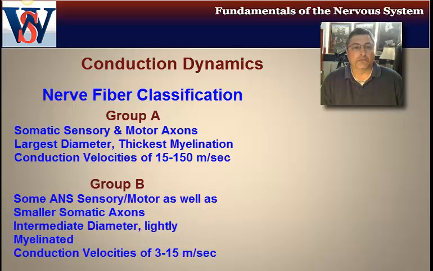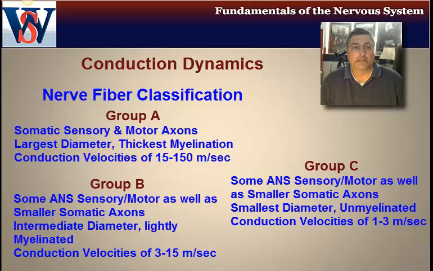The group B fibers would include autonomic motor neurons and sensory axons, as well as some smaller somatic sensory axons. And they will be lightly myelinated fibers of intermediate diameter with conduction velocities of somewhere between 3 and 15 meters per second. They're typically going to be controlling things like visceral organs. The group C fibers, they're going to be made up of mostly smaller diameter unmyelinated fibers with conduction velocities of somewhere in the neighborhood of 1 meter per second.